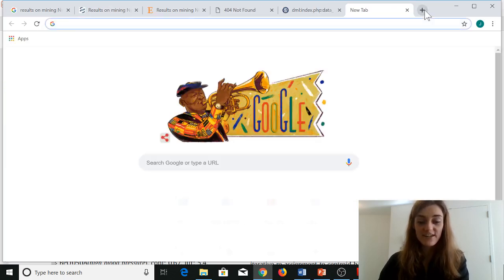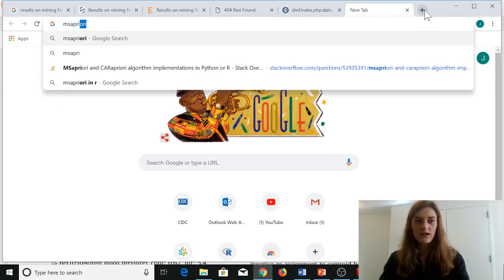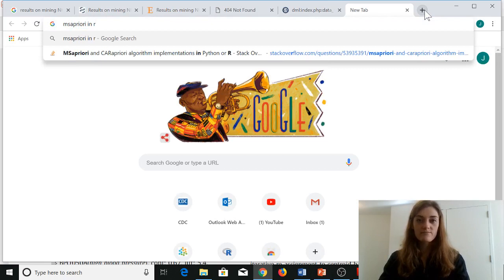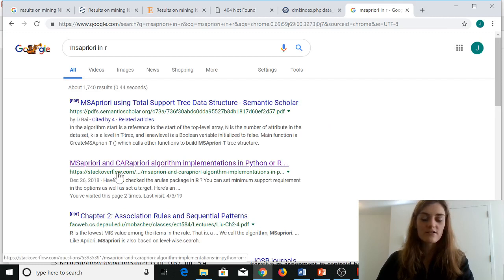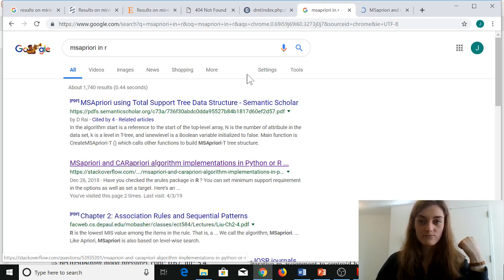And if we ask the internet about MS a priori in R, let's go to Stack Overflow, which is a really valuable website for troubleshooting your error messages in R. Stack Overflow has a lot of information for when you get an error message. So let's check what they say.